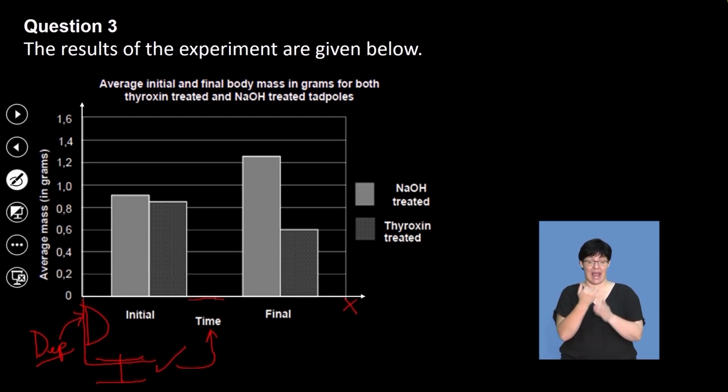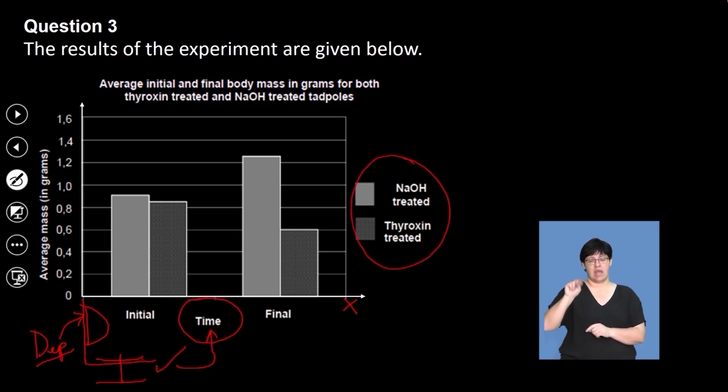And the independent variable here is time, and we're looking at the effect of the treatment of sodium hydroxide and thyroxine over a period of time. So it's not just time, but it's the effect of these two chemicals or substances on the individuals over a period of time. So we're expressing the effect of those as a factor of time. And the dependent variable, if we were asked, would be the average mass of the mice, or in this case, the frogs, over that period of time.